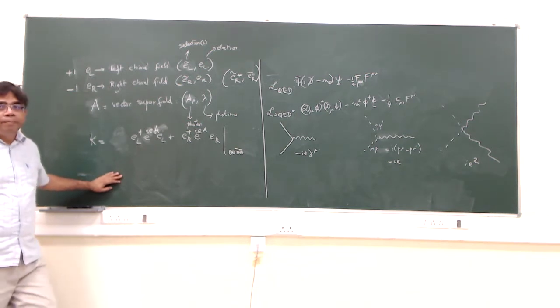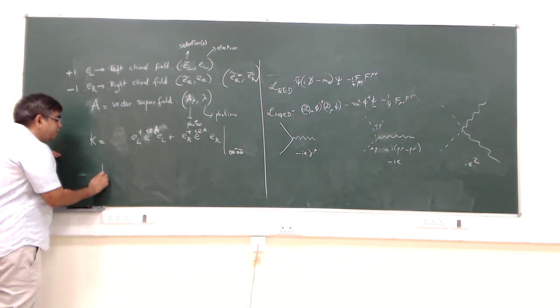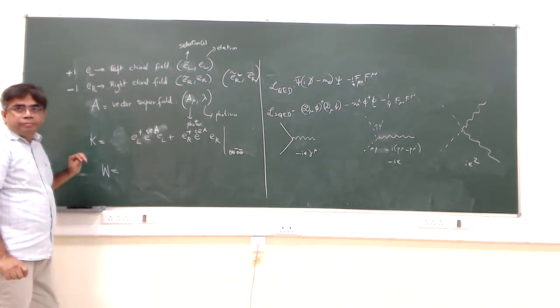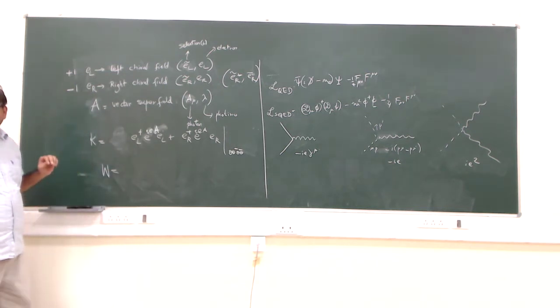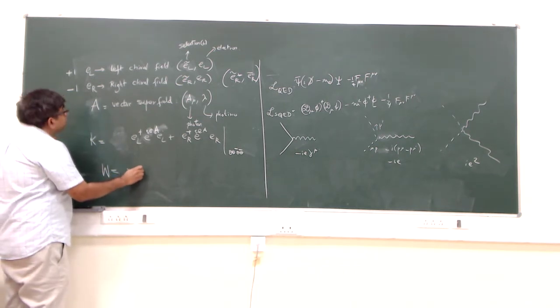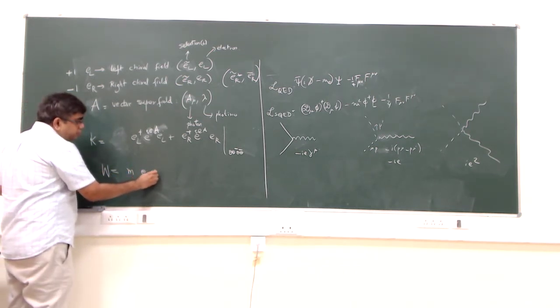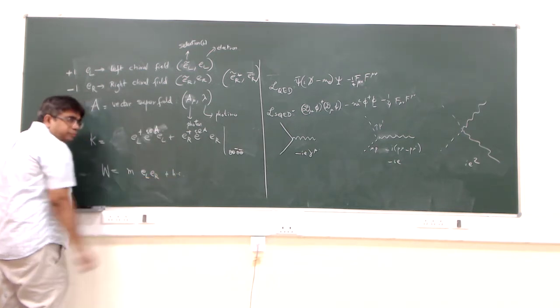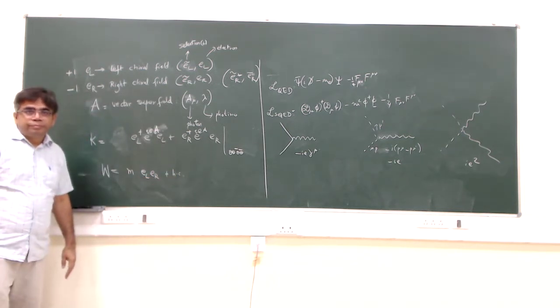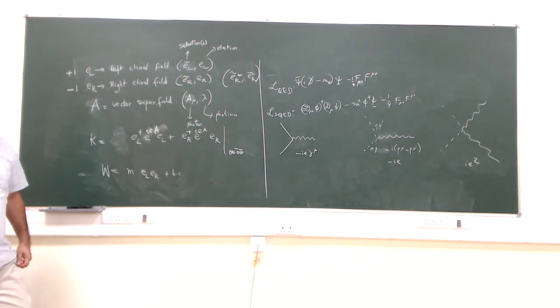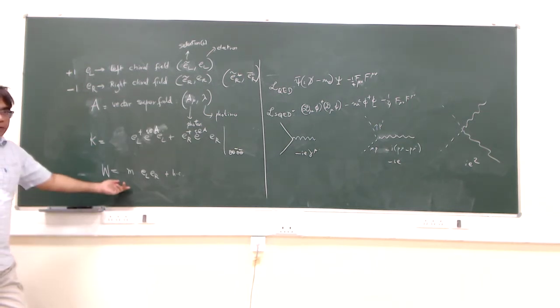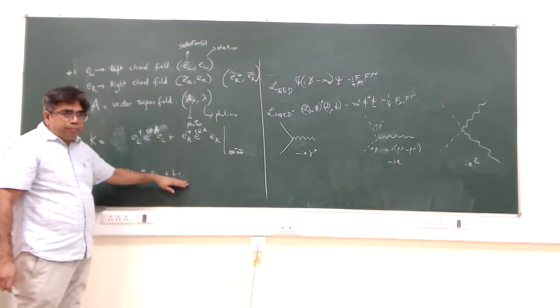Now, how will you write W? What is the only term which is allowed in W? That is the only term. So the mass for that. Yeah, that is the only thing which is allowed by your symmetry. Nothing else is allowed. No other terms allowed. HC here means W prime, W bar.